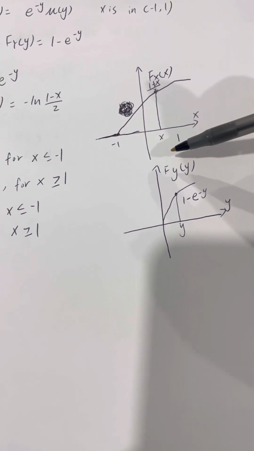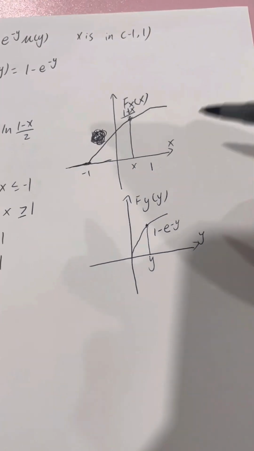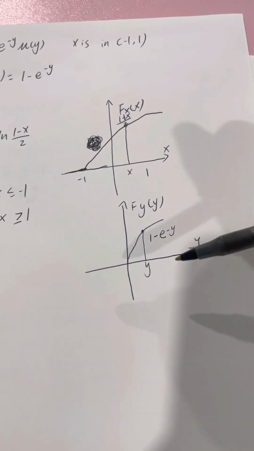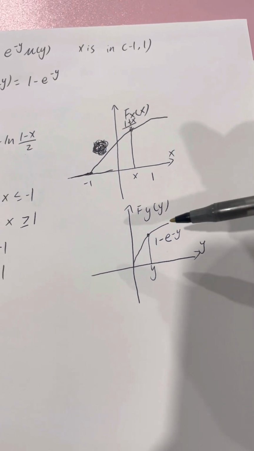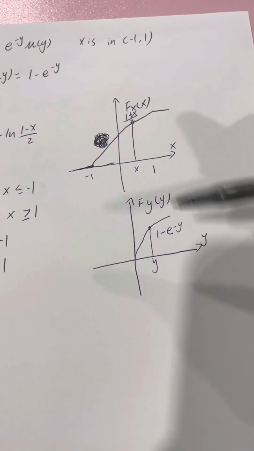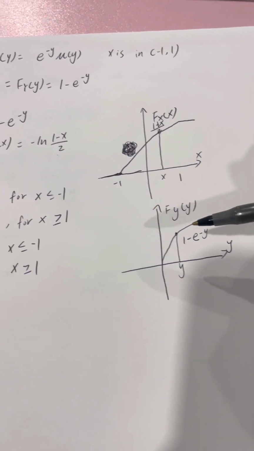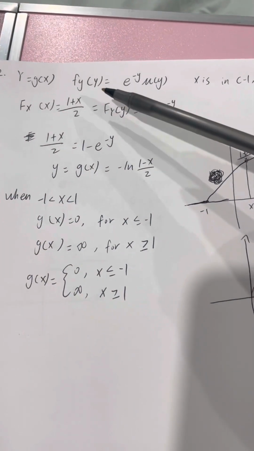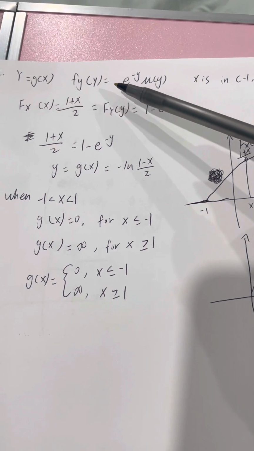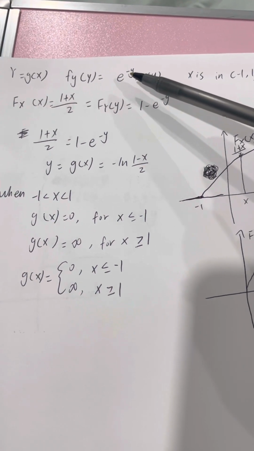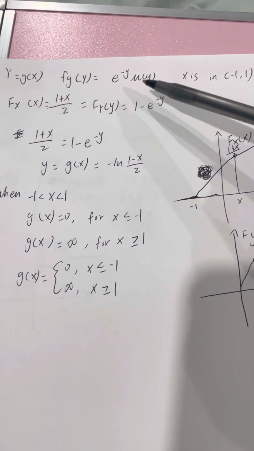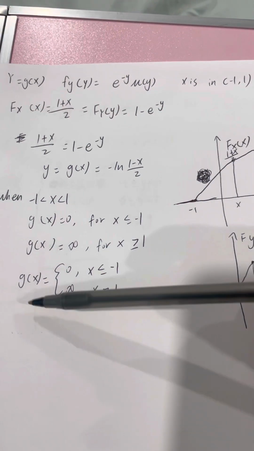So we get a graph based on the clues that are given by the professor, and so we set F_X(x) equal to F_Y(y), and we are also given the F_Y(y) is equal to e to the negative y power times u(y). That's how you get g of x.